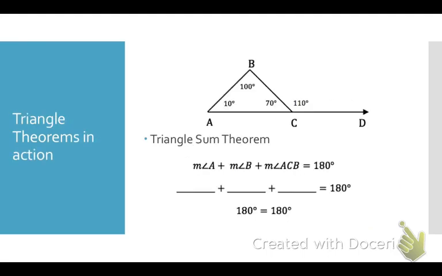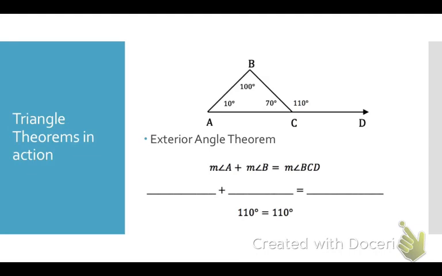Okay, now that we know our triangle sum theorem and our exterior angle theorem, let's put this in practice. All right, I have a triangle here. I've got angles 10, 100, and 70 on the inside and 110 on the outside. The triangle sum theorem says that angle A, which is 10, plus angle B, which is 100, plus angle ACB, which is 70, has to equal 180. If I add those up, they do equal 180.